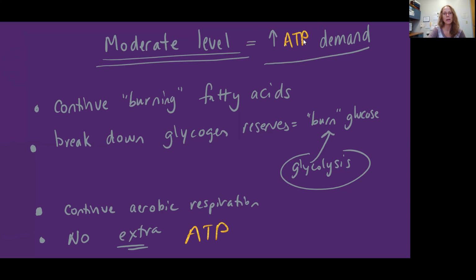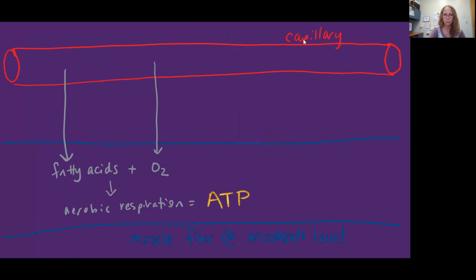So we're going to break down glycogen to glucose, and then we're going to do glycolysis, and we're going to make some ATP. We're doing aerobic respiration, obviously 2 sources now. We're breaking down both fatty acids and the pyruvic acid from glycolysis. And there's absolutely no extra ATP being produced here. We are making what we need for our cell at this level of activity.